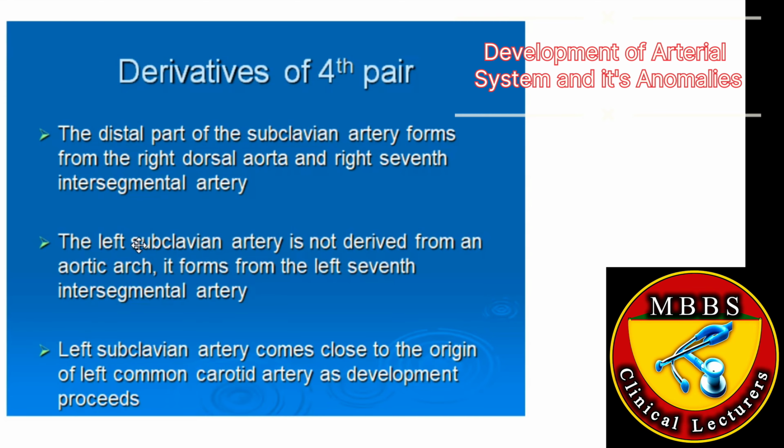The distal part of the right subclavian artery forms from the right dorsal aorta and the right seventh intersegmental artery. The left subclavian is not derived from the arch of aorta. It forms from the left seventh intersegmental artery. On the left side, the fourth aortic arch gives rise to the arch of aorta. The left subclavian is not derived from the arch, but is formed from the left seventh intersegmental artery. The left subclavian comes closer to the origin of the left common carotid as the development proceeds.